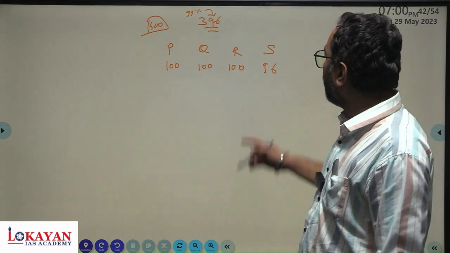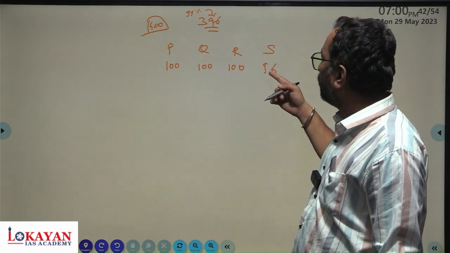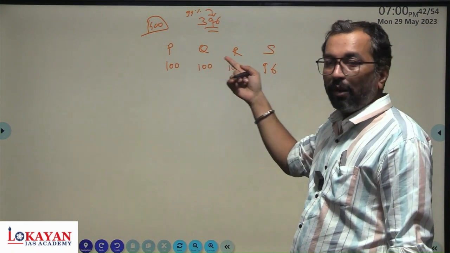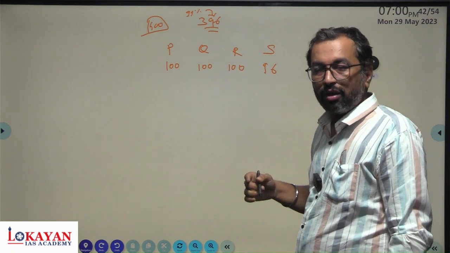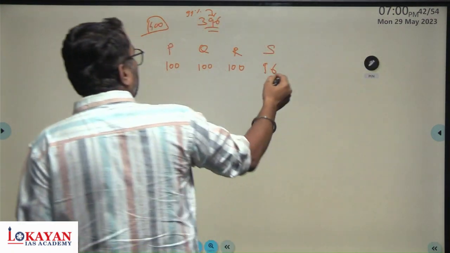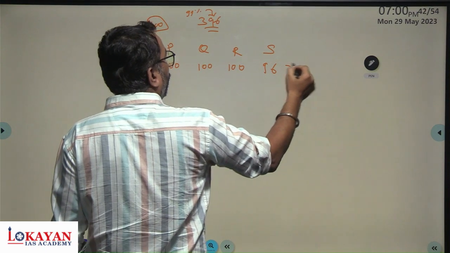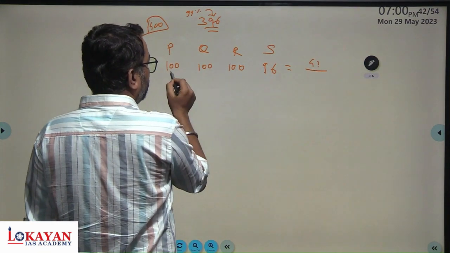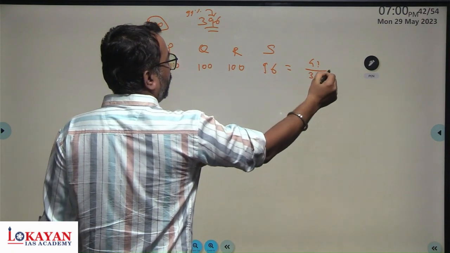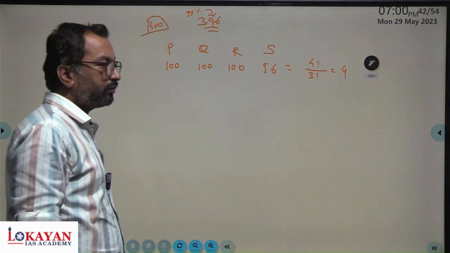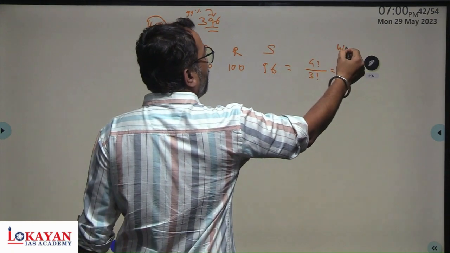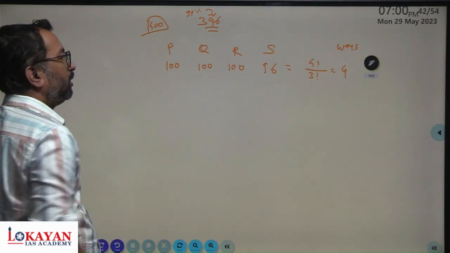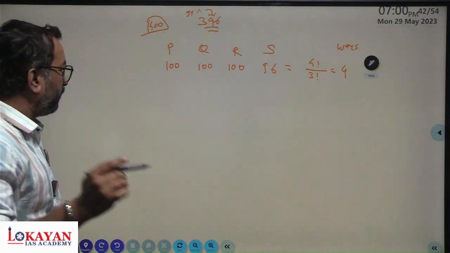But why have I taken S for 96 marks? Why only in the S paper? It can be in P also, in Q also, in R also. So this can be done in how many ways? See, 4 factorial, as there are 4 papers, divided by 3 factorial since 3 repeat, so it will be 4. These are the number of ways. So in 4 ways we can do this: 3 papers with 100, 1 paper with 96.